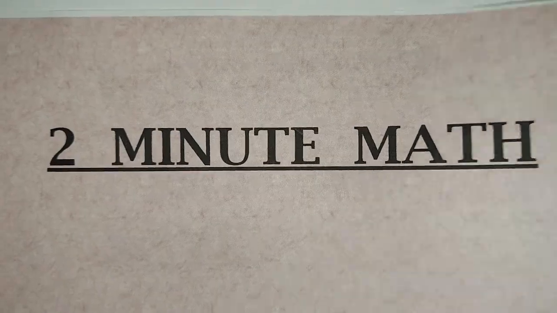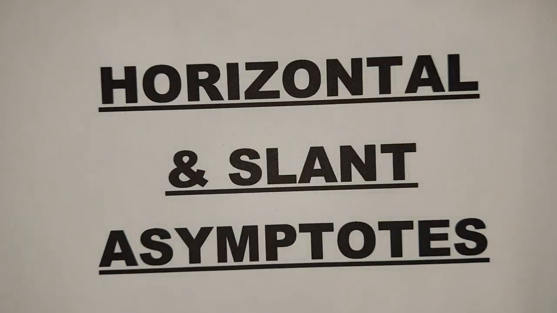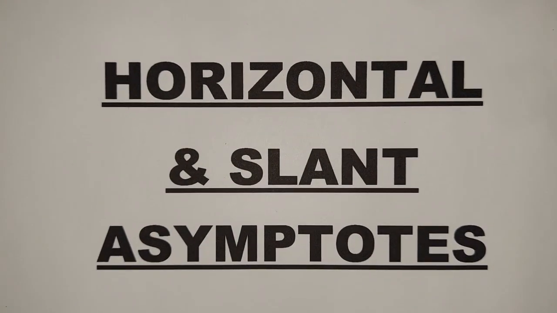Now in this video, we're going to look at horizontal and slant asymptotes. Now, a horizontal asymptote is an imaginary line that represents a y value that the function approaches but never equals. It occurs in rational functions.